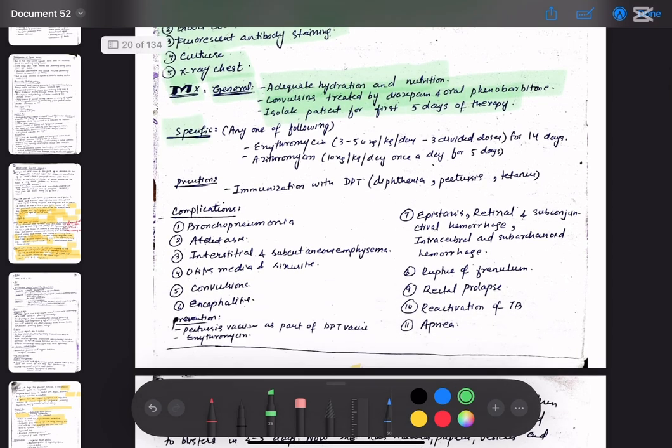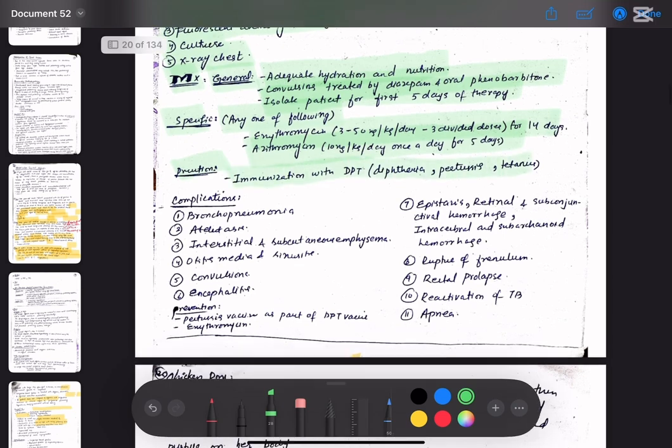The specific management is any of the following: erythromycin 30 to 50 mg per kg per day in 3 divided doses for 14 days, or azithromycin 10 mg per kg per day once a day for 5 days. The prevention is done by immunization with the DPT, that is diphtheria, pertussis, and tetanus.